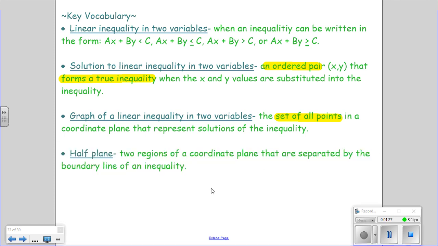And lastly, we have a half plane. A half plane is two regions of a coordinate plane that are separated by the boundary line of the inequality.